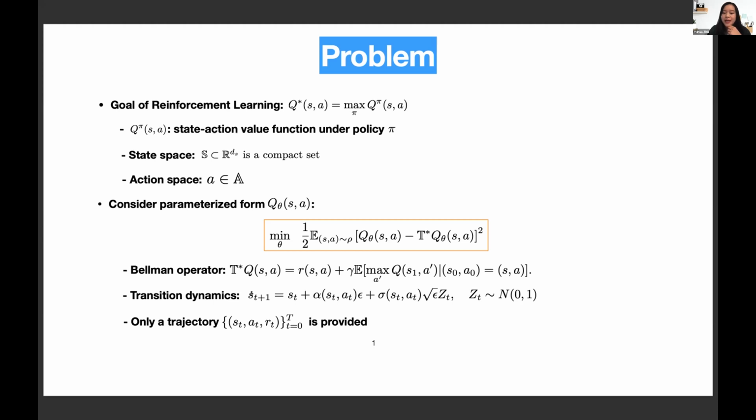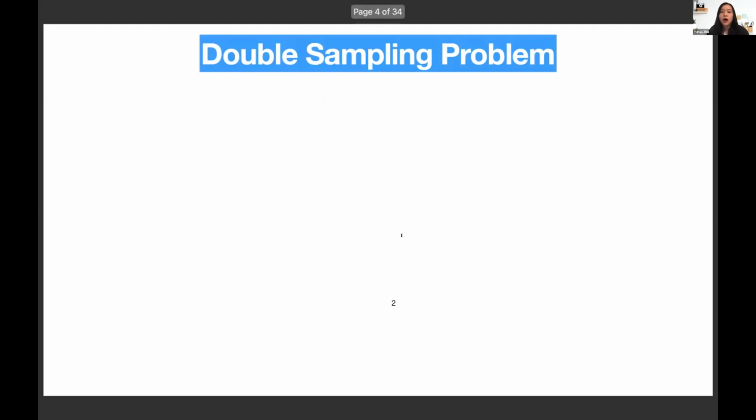Here we assume the transition dynamics is a discretized SDE with a small time step epsilon and drift term alpha and diffusion term sigma. So in the model-free setting, usually the transition dynamics is unknown. So we're only given a trajectory which is generated from this transition dynamics. And we use this trajectory to solve this minimization problem. So what we do is we use SGD. So we need to calculate the gradient of the objective function, which is the Bellman residual times the gradient of the Bellman residual.